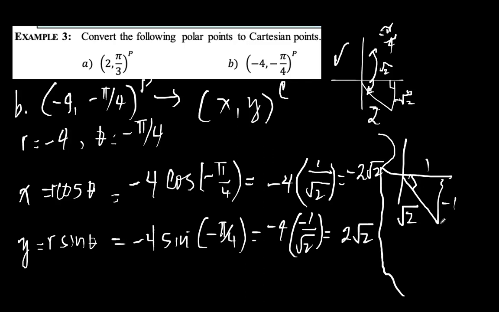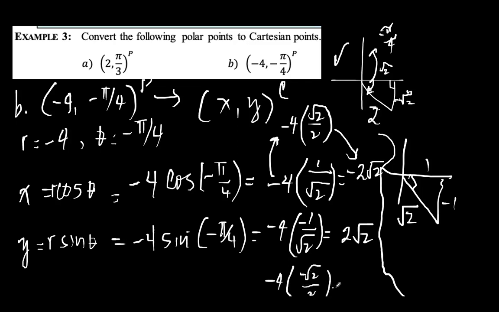Okay, so if we use this, we'll get this. Now let's try using this one and see if we'll get the same. So let's write it down. -4 times cosine, that's square root of 2 over 2. Of course, we'll get the same answer. And how about for sine? So -4 times negative square root of 2 over 2, that's positive 2 square root of 2. So either way, we'll get the same answer.